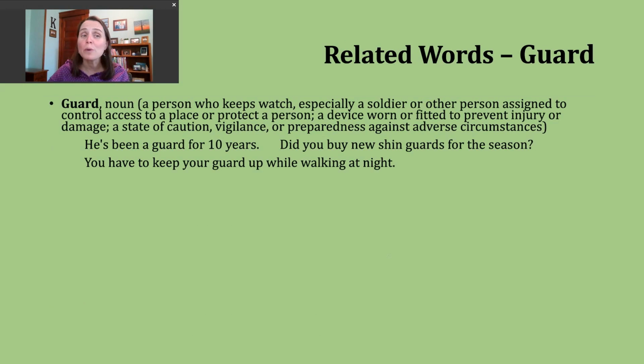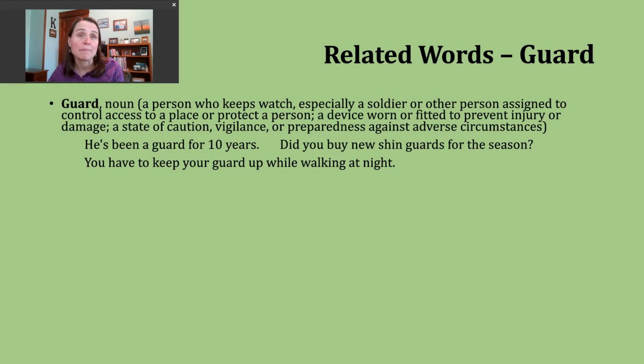And the first word we're going to discuss is just the noun form of this word. The noun guard can have a number of different meanings. We're going to talk about 3 more commonly used ones. So one way we use the noun guard is to talk about a person who keeps watch. And frequently this gets used with soldiers or others in the military.